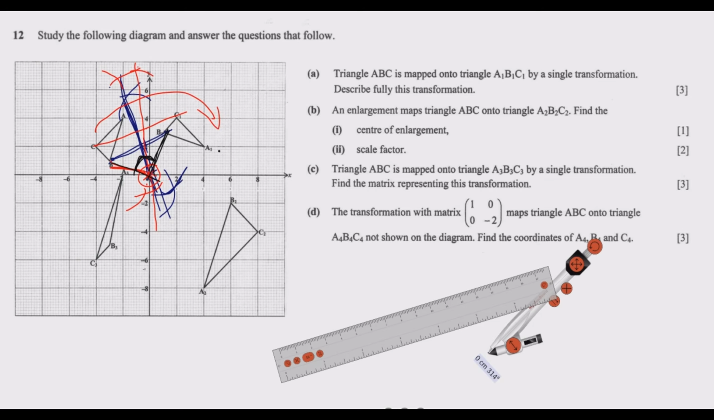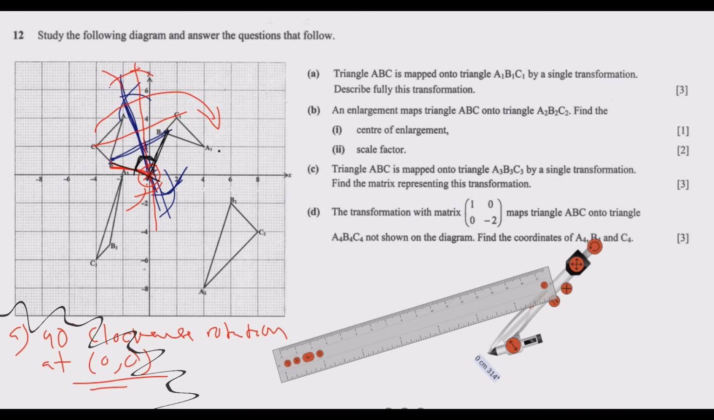So we are going to write A here. So A is, to describe it fully, it will be 90 degrees clockwise rotation at 0, 0. So this is how you answer question A. Let us move to question B.